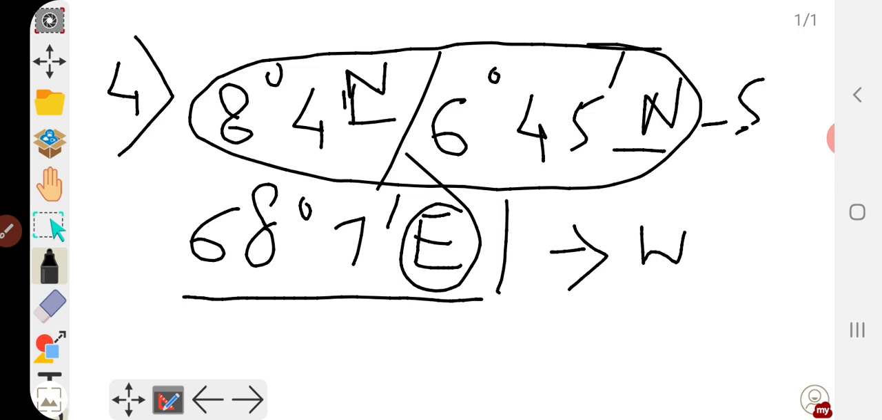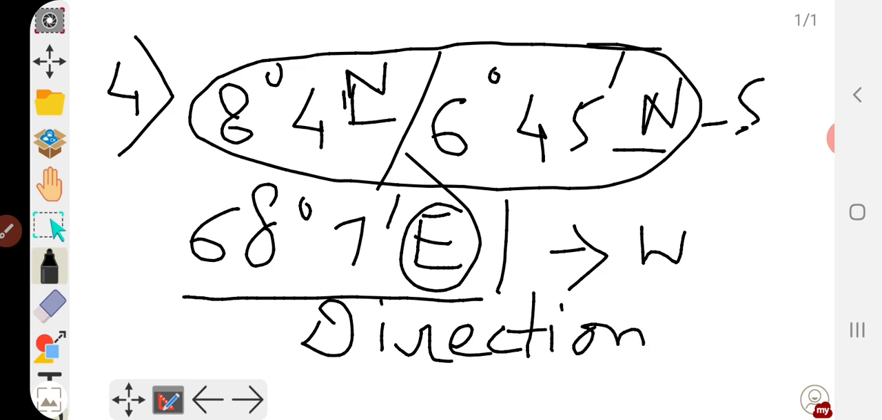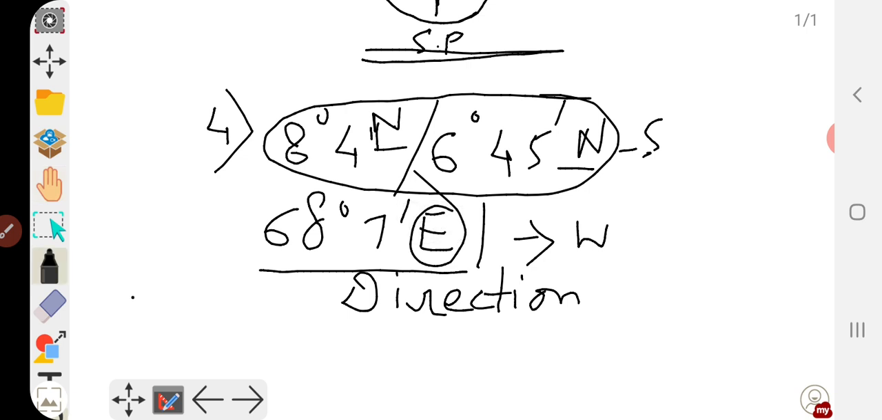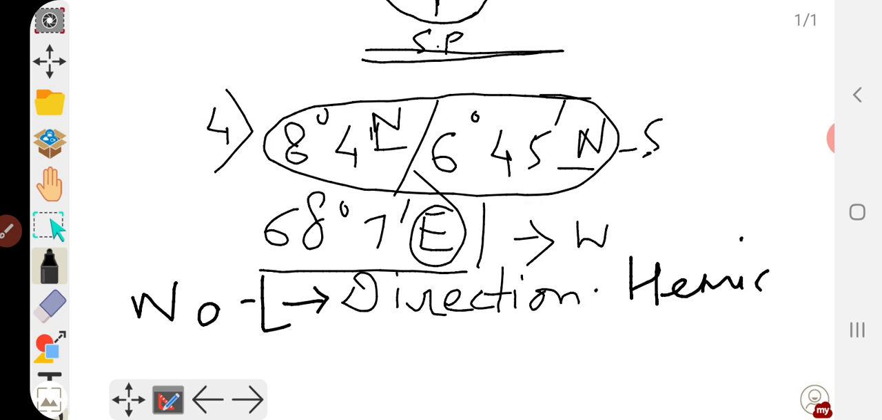So what does this indicate? That here N and E do not indicate direction. It is not indicating direction. What is it indicating? It is indicating hemisphere. So hopefully now it is clear.